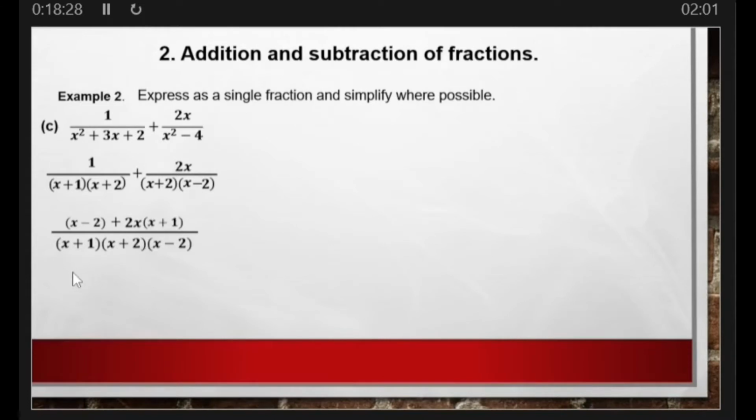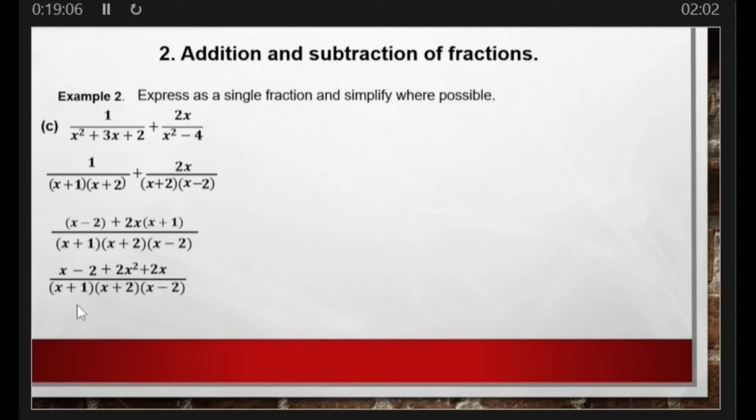The next thing is to expand what is in the bracket. Here it will be simple since we don't have any number in front of it, so we just drop the bracket and remain with x minus 2. Then here we multiply 2x times x, which gives us 2x squared. Then we also say 2x times 1, which will be plus 2x, over the same expression, which we copy and bring down.